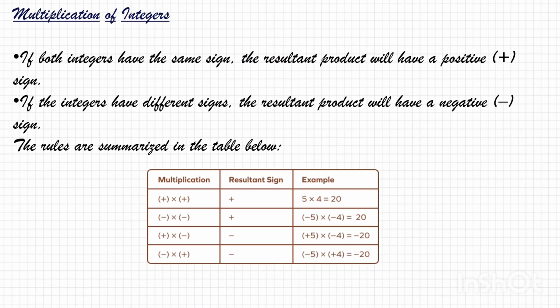Multiplication of integers. If both integers have the same sign, the resultant product will have a positive sign. If the integers have different signs, the resultant product will have a negative sign. The rules are summarized in the table below.